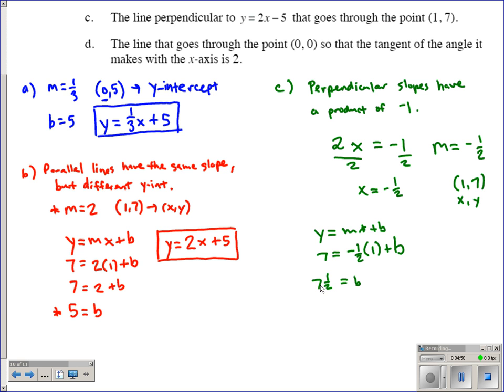That's the same thing there as 15 halves, if you like that better. But y equals negative 1/2 x plus 7 1/2.